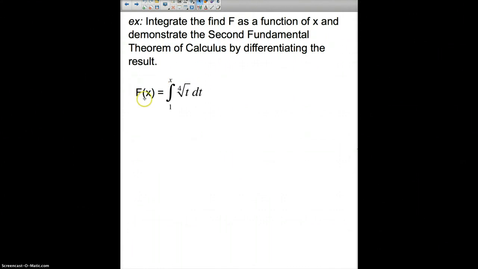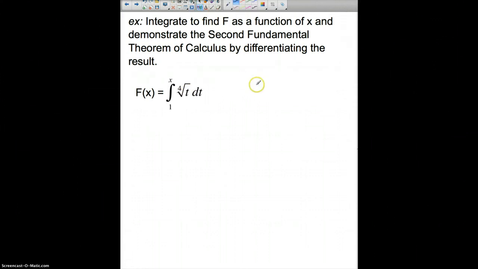Integrate to find f as a function of x and demonstrate the second fundamental theorem of calculus by differentiating the result. So we're going to integrate this, and then we're going to do the derivative of it and show that the derivative of the integral will just equal this function with x in it.